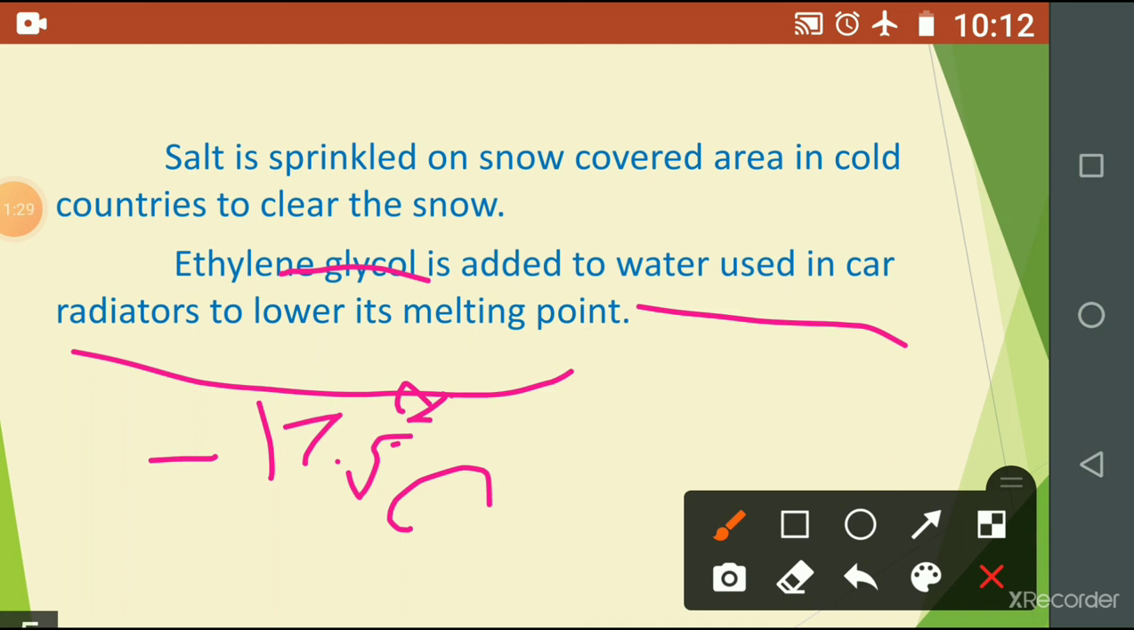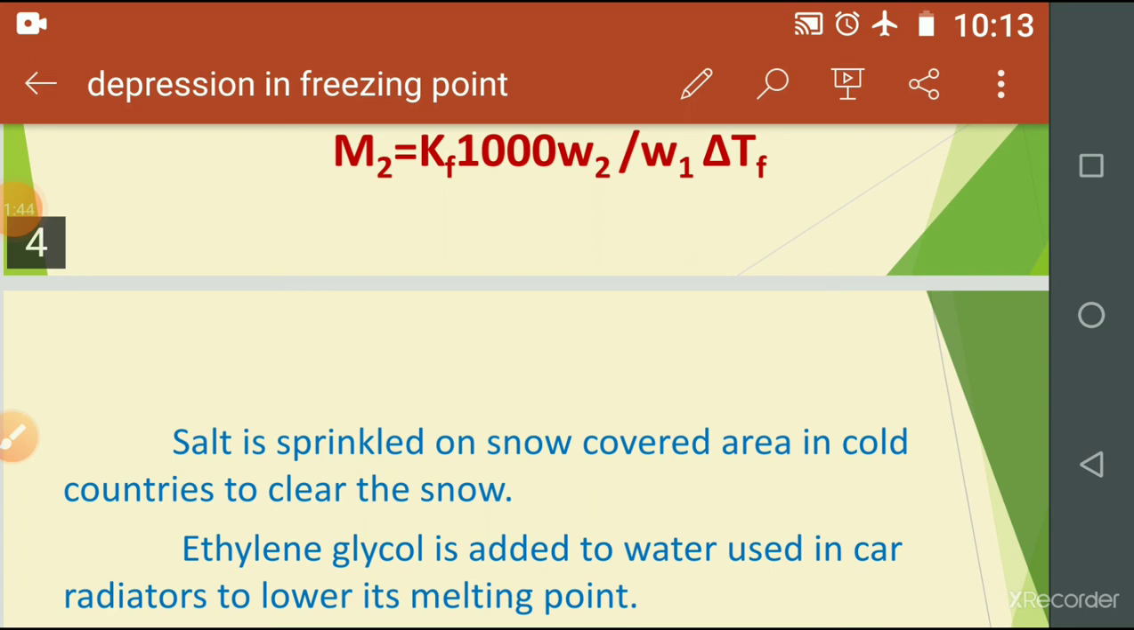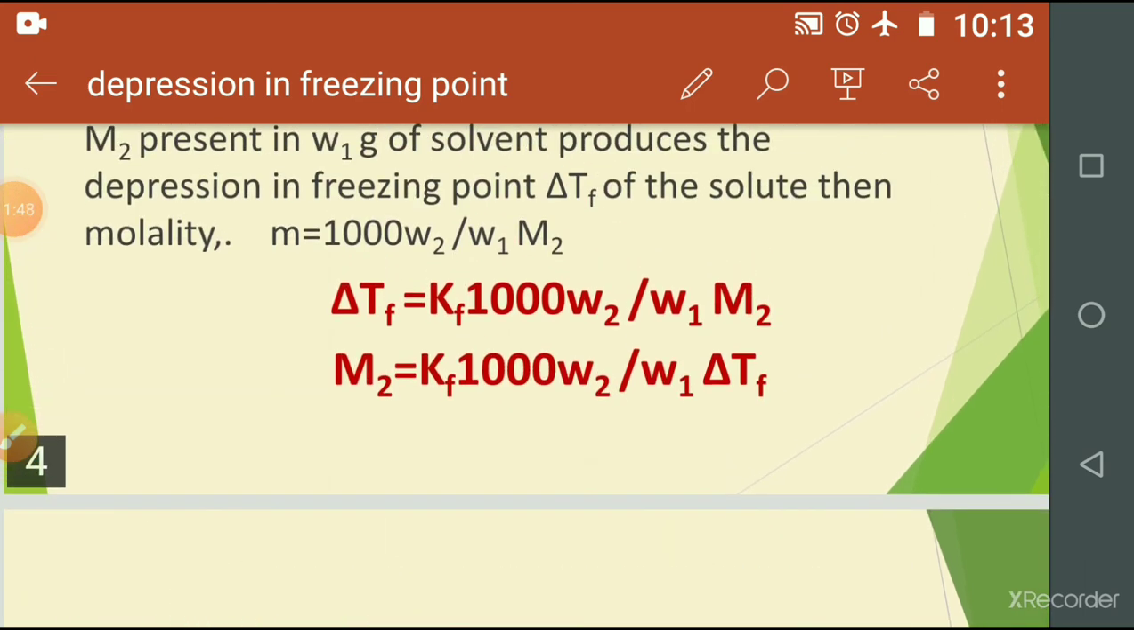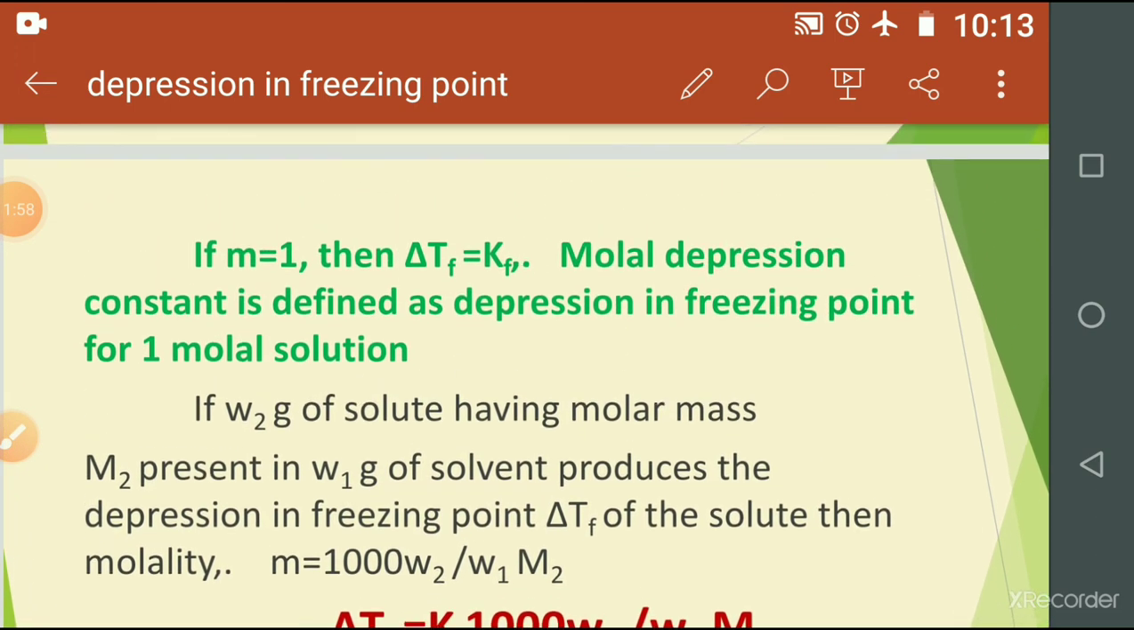Okay, so they may ask you a question with a reason: why is salt sprinkled on the snow covered area, or why is ethylene glycol added to water which is used in car radiators? So what you have to write is: to lower the freezing point of water. Based on these two equations they will ask you to solve problems for 3 marks. Usually they ask in CET and also in board exams.